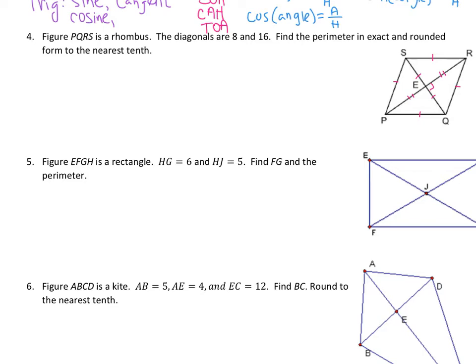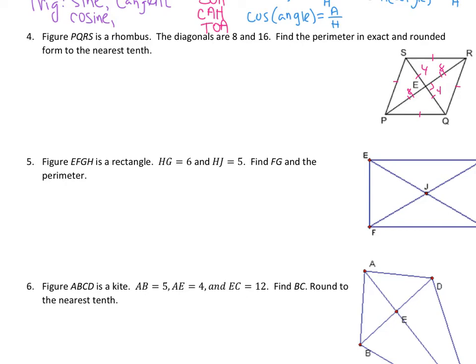So next, the diagonals are 8 and 16. Notice it does not tell us which one is 8 and which one is 16, so it's up to us to label it. Since the length of the diagonal is 8, that means that each of the pieces will be 4, so I'm going to make SE and EQ 4, and then the diagonal of the other one is 16, so that means that they are both going to be 8. So my PE and ER I'm going to make as 8.